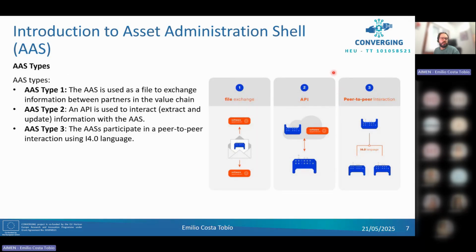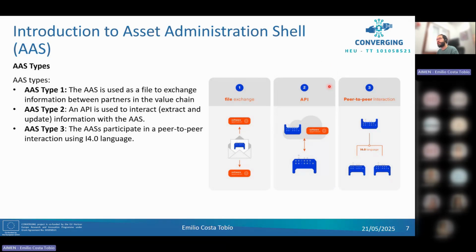The AAS can also be of different types, depending on the use that we want to give this AAS. The first one is used just to share information. So if a partner has information about an asset, it can model the asset in AAS, store it or save it in a file, and share this information using this file. So this file exchange would be the first type of AAS.